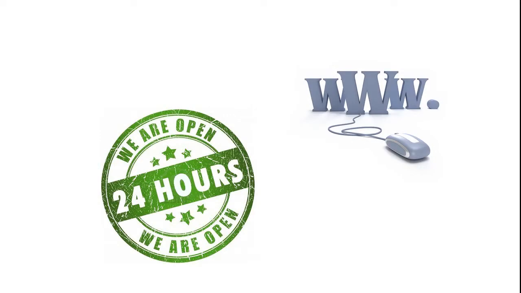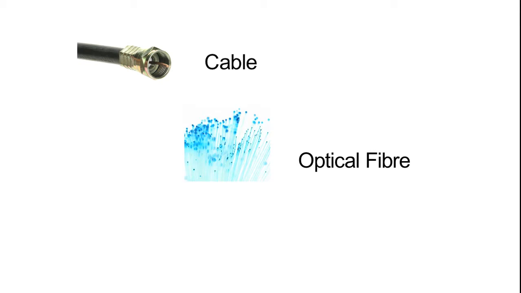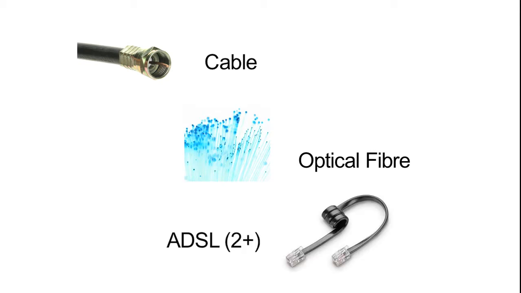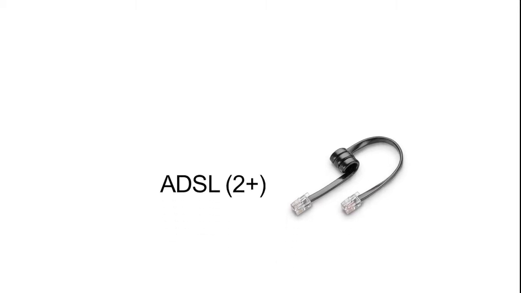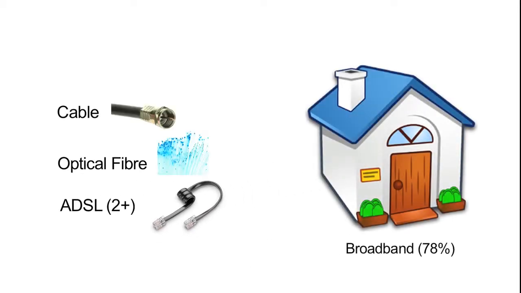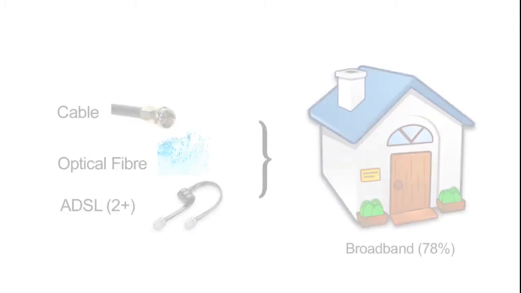Broadband is a generic term which refers to high-speed and always-on internet connections. The common types of broadband connections available are cable, optical fibre and the most common, ADSL, which comes as ADSL and ADSL 2+, which is faster than ADSL. More than 75% of homes that are connected to the internet currently use a broadband connection.